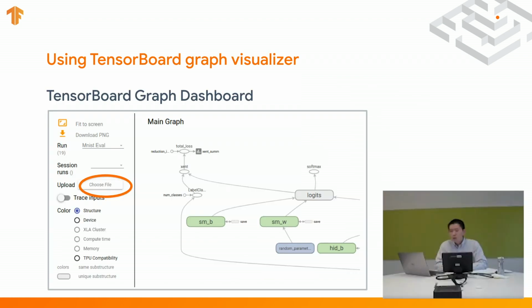So you can start TensorBoard, the binary. Even if you have an empty logdir, you can still switch to the graph dashboard by using the drop-down menu. And then inside the graph dashboard, you should be able to see a button called Choose File. You can use Choose File to upload the content of the pbtxt of the graph. And then TensorBoard will be able to show you the structure of the graph, as shown in this example here.